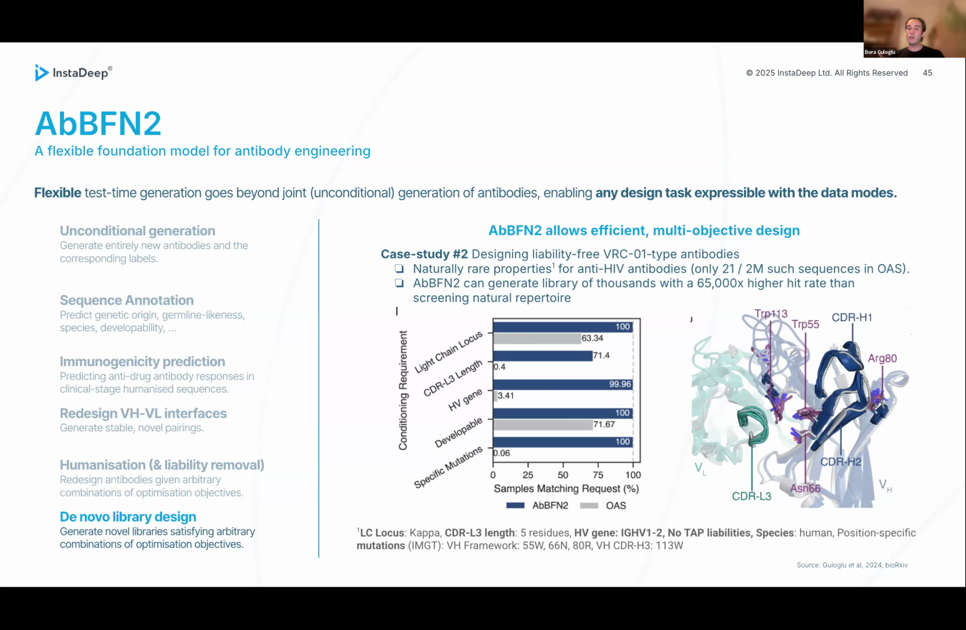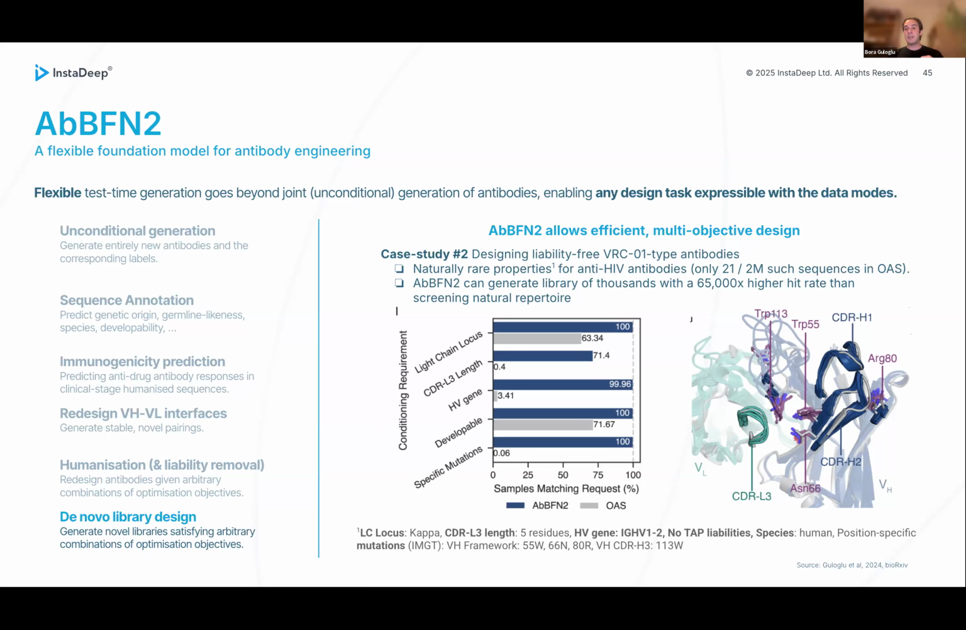It's IGHV1-2. And there's also a set of mutations on the framework that we find in these antibodies, and one on the CDRH3. Those are the ones in purple: positions 55, 66, 80, and then on the CDRH3, 113. The reason these mutations are there is that when you look at the structure of the original VRC01 in complex with the antigen, they make interactions with the antigen via those residues.